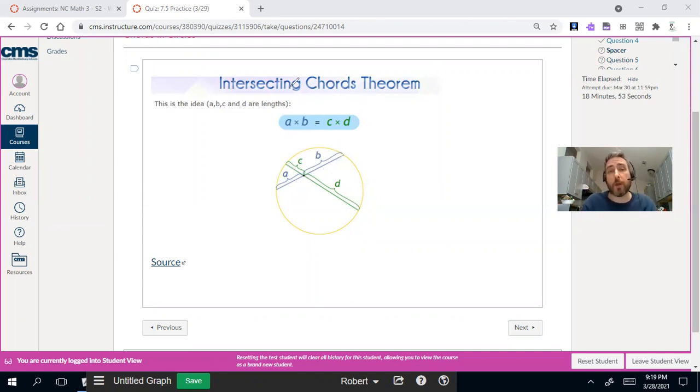It turns out that the pieces along the chord, if you multiply those together, let's say we multiply this length times this length, whatever they are, that product will be the same as if you multiply these two lengths together. And that's what the formula comes from: the two pieces in the chord multiplied equal the two pieces in the other chord multiplied. So let's apply that to a couple questions.